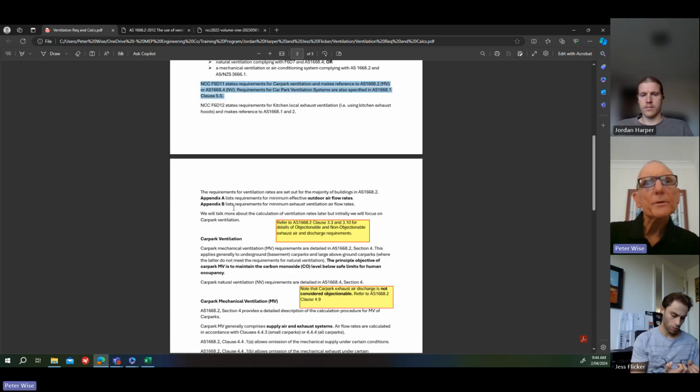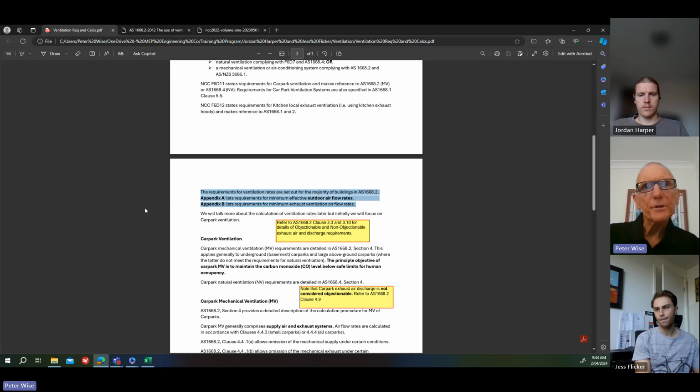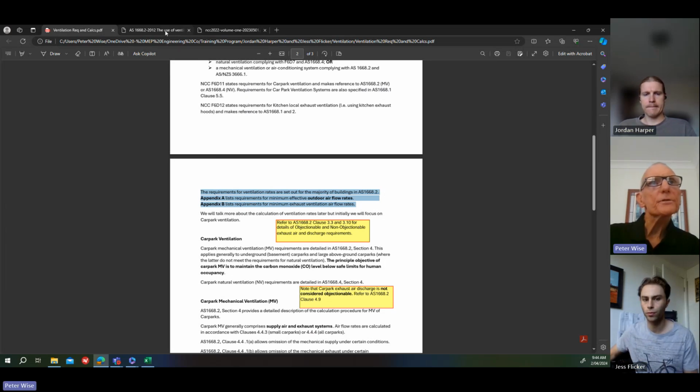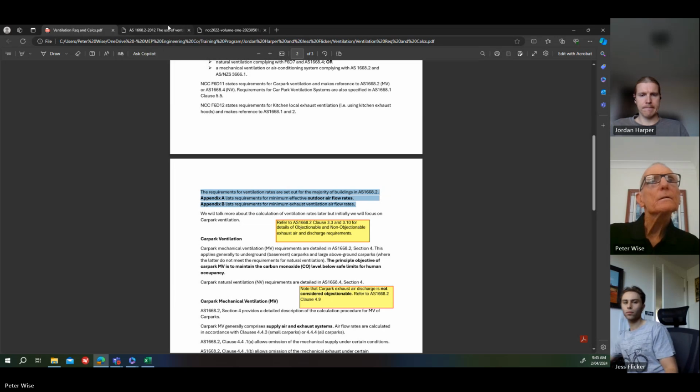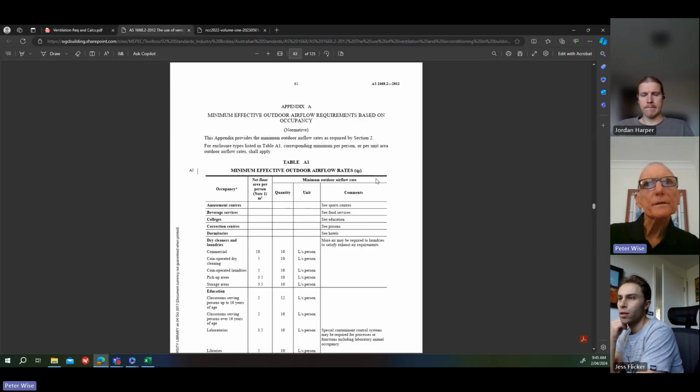So moving on, the requirements for ventilation rates are set out for the majority of buildings in AS 1668 Part 2. Appendix A lists the requirements for outdoor airflow rates, and Appendix B lists the requirements for minimum exhaust airflow rates. So are you familiar with these? No. Okay, well, I'll show you. I've got that ready to go. So this is Appendix A.